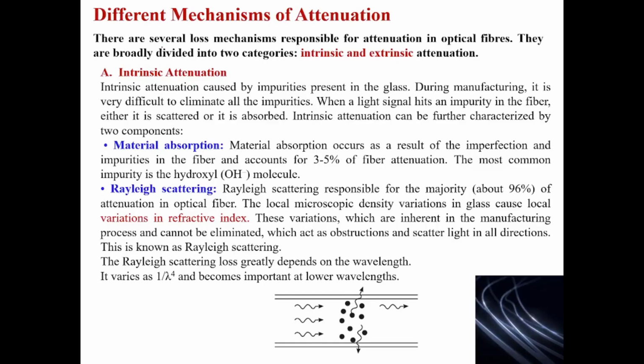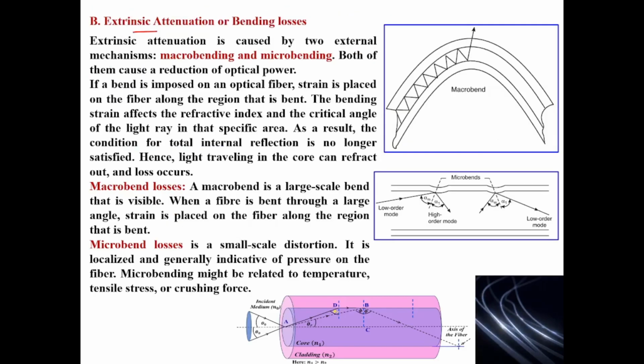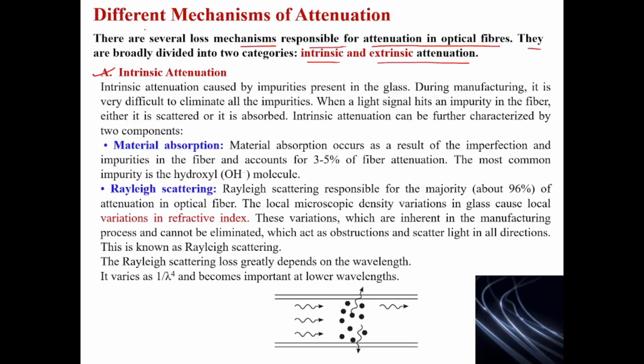There are several loss mechanisms responsible for attenuation in optical fibers. They are broadly classified into two categories: intrinsic and extrinsic attenuation. First, we are going to discuss intrinsic, then we are going to go for extrinsic attenuation. Intrinsic attenuation is caused by the impurities present in the glass. Here, glass means the core.